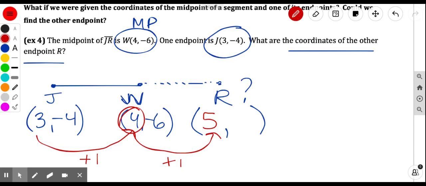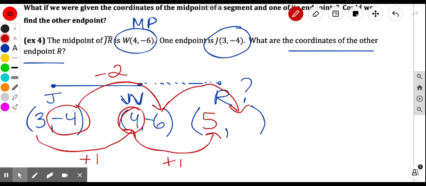So you just figure out what you add or subtract to get from one to the next, and then you do the same thing to get to the other endpoint. Same thing with the y coordinate. To get from -4 to -6, think about what you do. You subtract 2, right? So to get from -6 to the other y coordinate, we're going to subtract 2 again, which is -8.